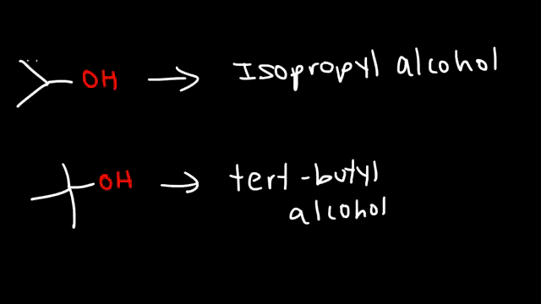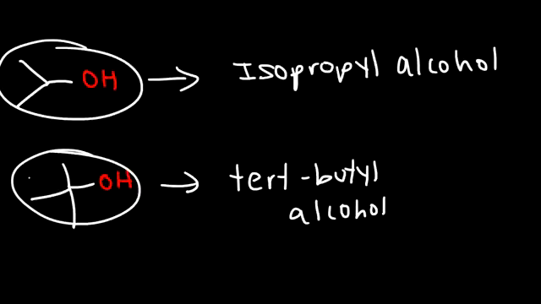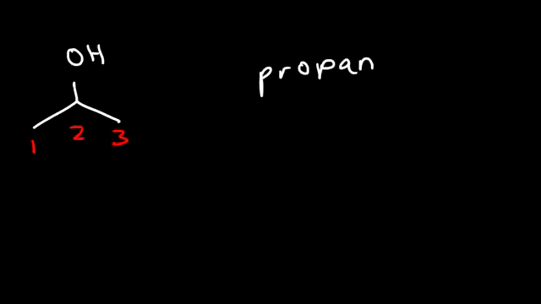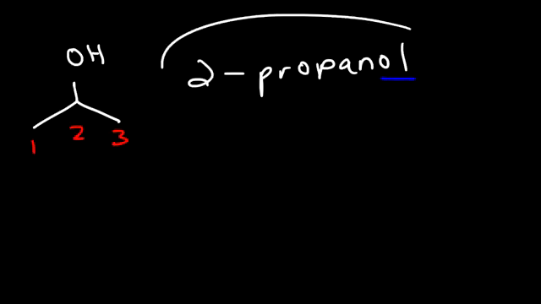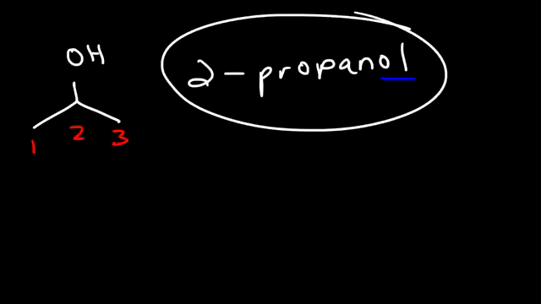Now let's go over the IUPAC nomenclature for these two alcohols. So you can draw isopropyl alcohol like this if you want to. And so if we number it, this is going to be 1, 2, 3. So the OH group is on carbon 2, and we have a 3-carbon chain. So instead of saying propane, it's going to be propanol. It's going to have the suffix OL, and the OH group is on carbon 2, so this is called 2-propanol.